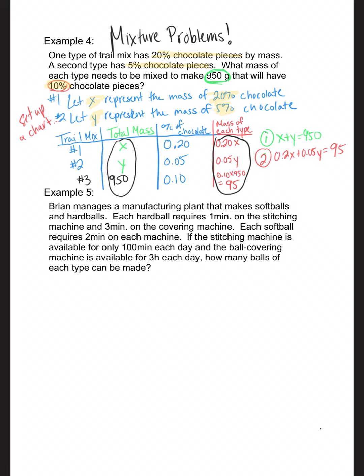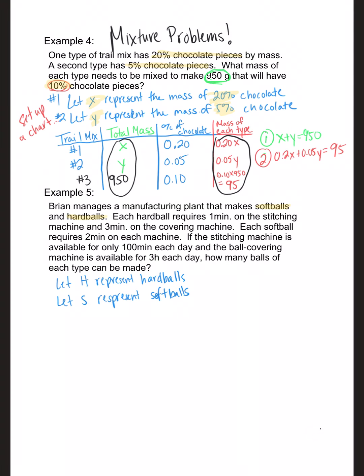All right, so the question right there at the end says how many balls. So that's the unknown. That's what we're trying to figure out. So we're going to be looking at hard balls and soft balls. So let's let a variable represent those things. So we'll let H represent hard balls, and we will let S represent soft balls.